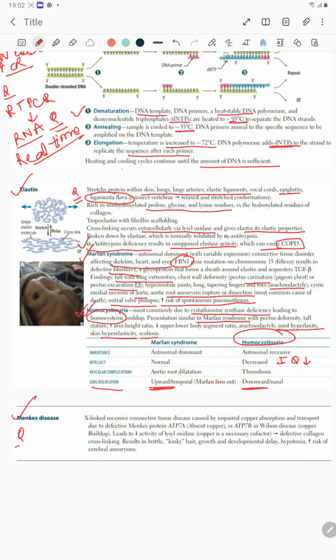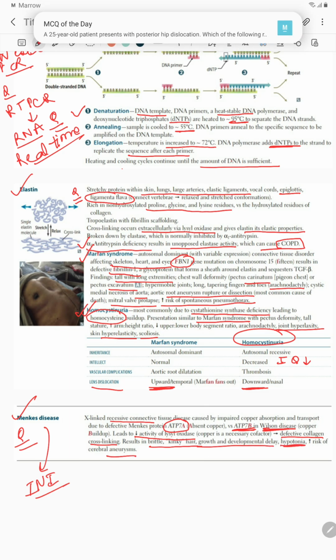The next disease is Menkes disease, which is a frequently asked question. Recently it has also been asked in INI-CET. It is an X-linked recessive connective tissue disorder. ATP7A gene involvement is there in Menkes disease, while ATP7B gene is involved in Wilson disease. It leads to decreased activity of lysyl oxidase, which is a purely copper dependent enzyme, causing defective collagen cross-linking. This leads to brittle, kinky hair growth and developmental delay. There is also hypotonia and increased risk of cerebral aneurysm.